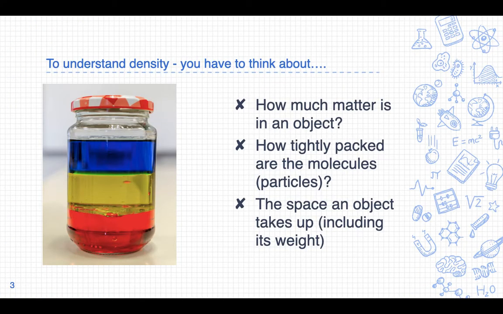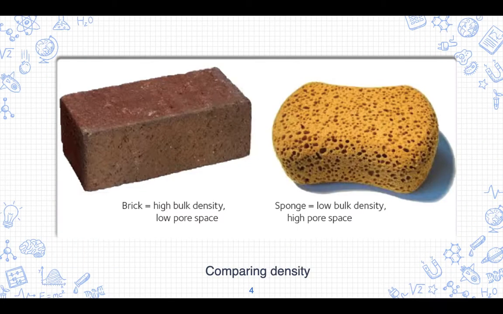So to understand density, this is the three dashes on your notes. When we understand density, we can look at how much matter is in the actual object itself, how tightly packed the molecules or particles are, and then the last one is the space that the object takes up. So this includes its weight, but looking at the space it takes up will help us understand if it's a high density or a low density object. So comparing densities is pretty simple. We look at the brick that's here, and on your notes I drew a brick and I drew a sponge, so that's kind of where I'm at in the notes.